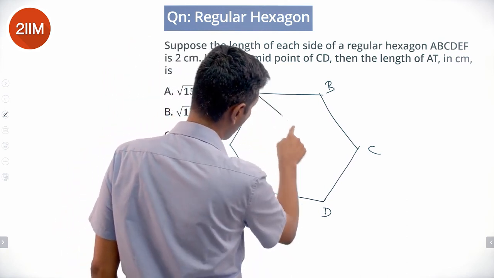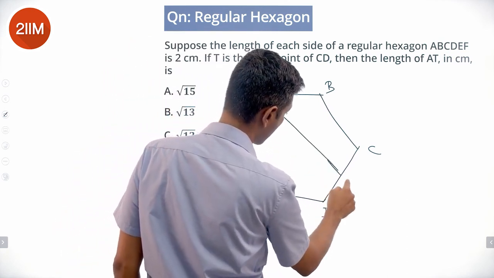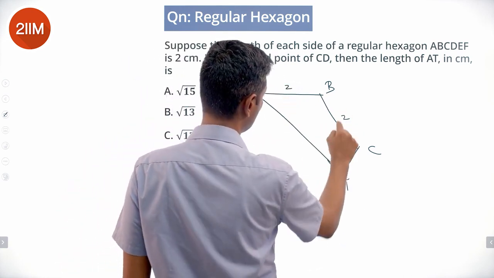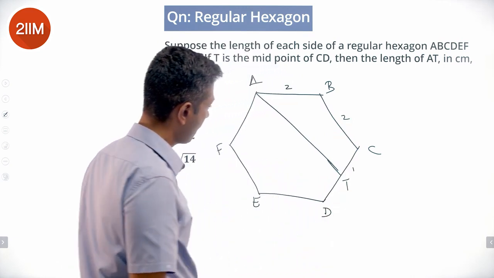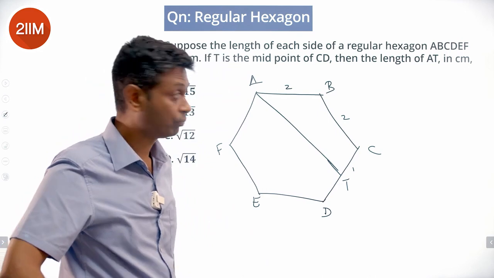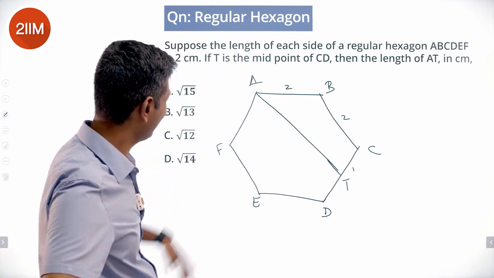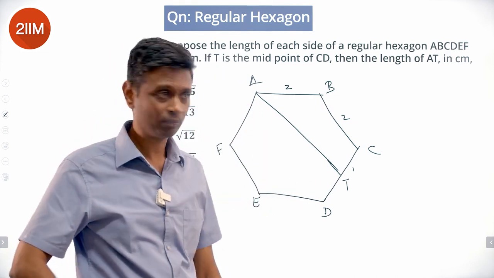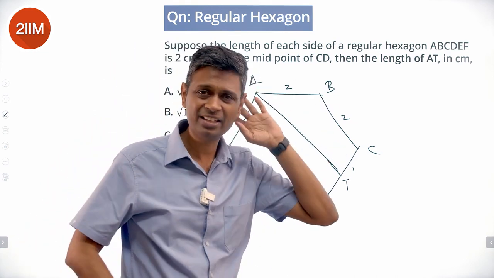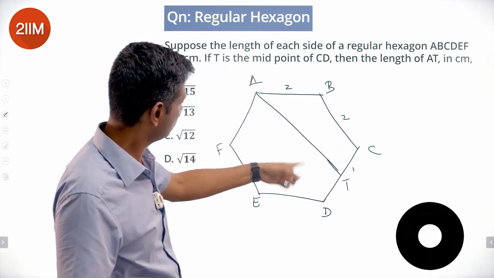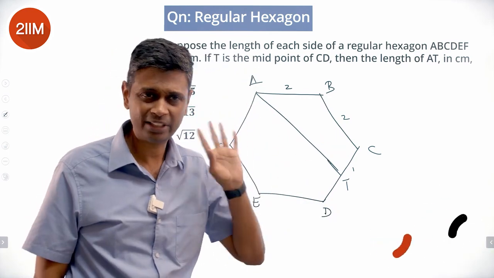So let's draw this. This is 2. This is 2. This is 1. Very interesting because we don't know, we want to find AT. If it were a diagonal, it is easy. The AD measures 4. AC is easy, AC measures 2 root 3. That is nice and simple.